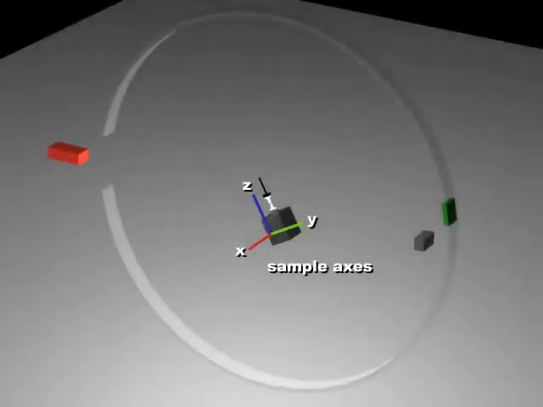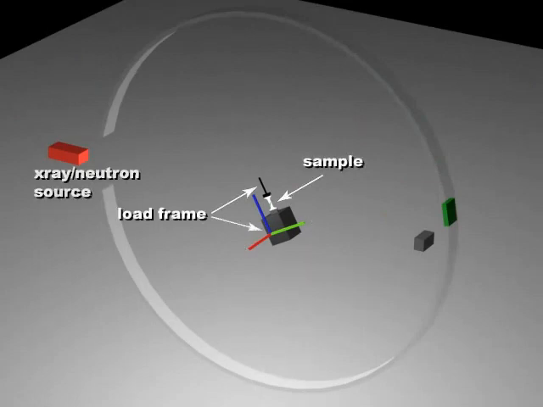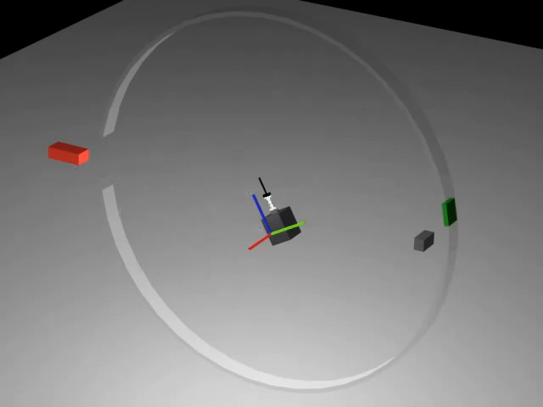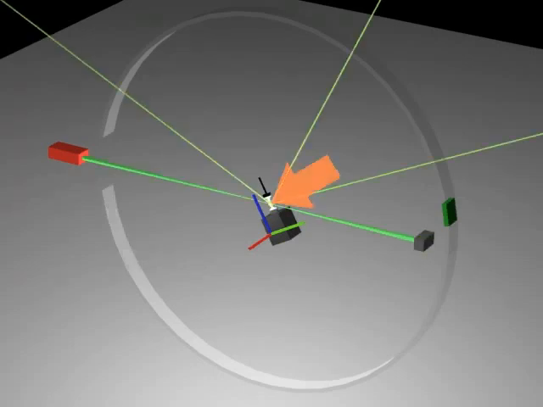The fundamental components of a diffraction experiment with in situ loading are the source, the load frame with sample, a beam stop to absorb the transmitted beam, and a detector for measuring intensities of the diffracted beams. Both the load frame and the detector are mounted on high-precision positioning devices, or goniometers. The intersection of the beam and sample defines the center of rotations for each.